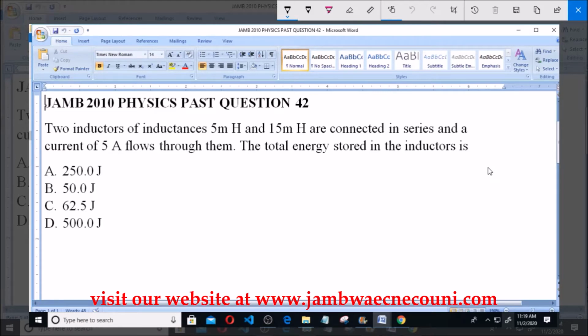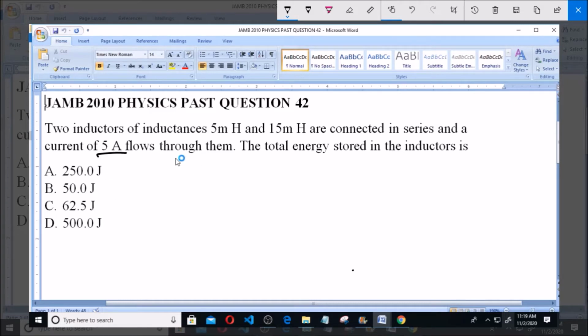Now, we are given the inductances of two inductors, 5 millihenry and 15 millihenry respectively, and you're also told that these inductors are connected in series and this 5 amp current flows through them. So we have to calculate the total energy stored in the inductors.